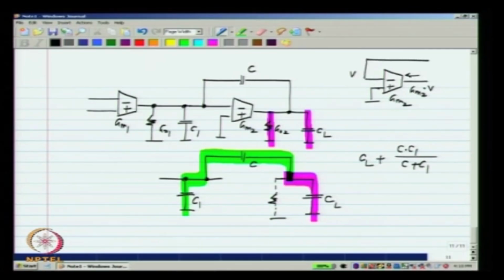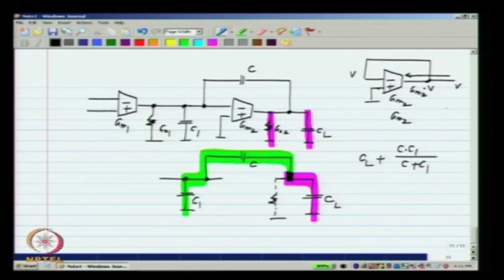Now, if I connect an input and the outputs together, what does it mean? If I have a voltage here, it draws the same current from that voltage, and what is that? That is nothing but a resistor or a conductance. If you have a voltage and there is an element which draws a current that is proportional to that voltage, that is nothing but a conductance, and the conductance of this is GM2, or the resistance is 1 over GM2.